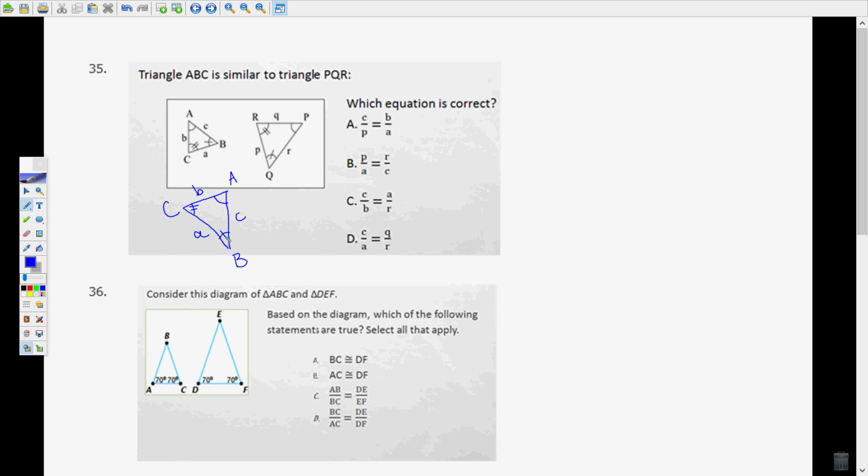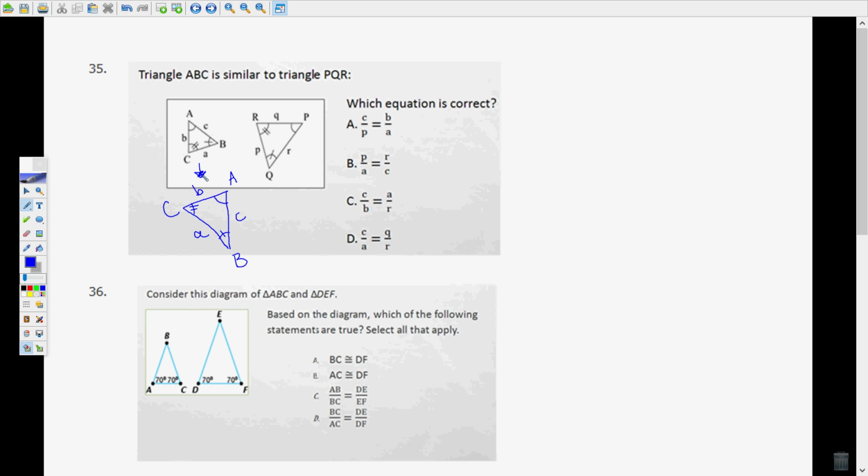So all I did was take this triangle and turn it the same way as this one so that the corresponding parts would match up. Now I can see what matches up with what. If I try the first one, little c over little p, first of all, those two don't match up. They're not in the same position in those triangles. B and A are in the same triangle, so that one's all over the place.